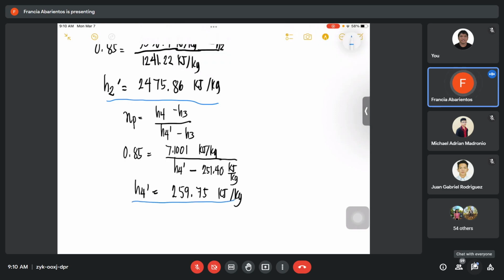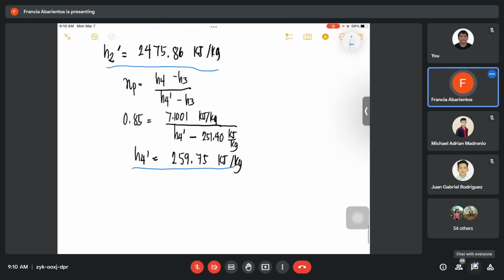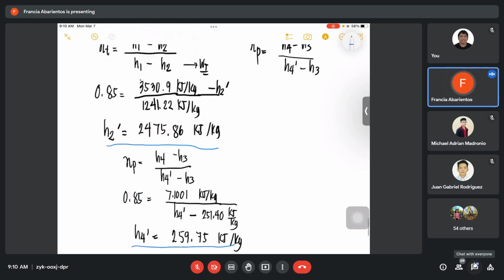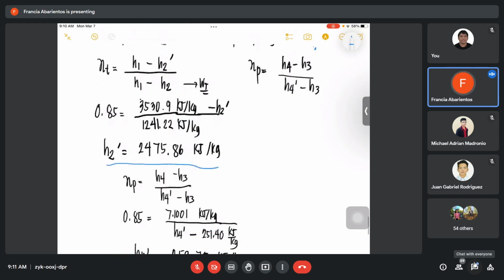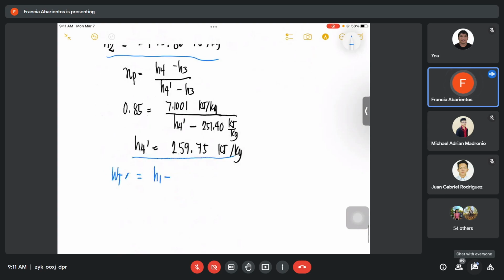Ma'am, bakit kinuha natin yan? Class, yes, because it will affect now the work net of the different processes. So, mag-iiba class yung cycle efficiency natin, ha? So, we will now compute for the actual work, which is equal to H1 minus H2 prime.